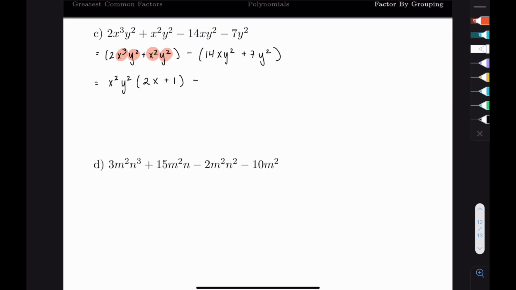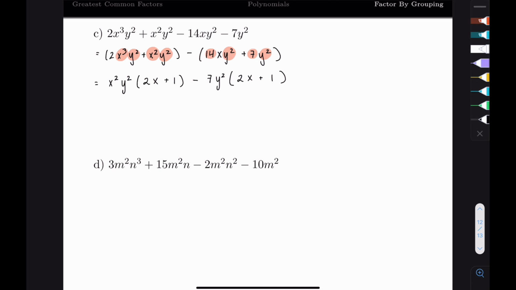Now for the second piece, they are both divisible by 7, and they both have a y squared in common. So we're going to take out a 7y squared. And from the front then, if I take a 7 out of the 14, it leaves us with a 2. It leaves us with an x. We've taken everything out of that second piece, so we're left with just a 1.